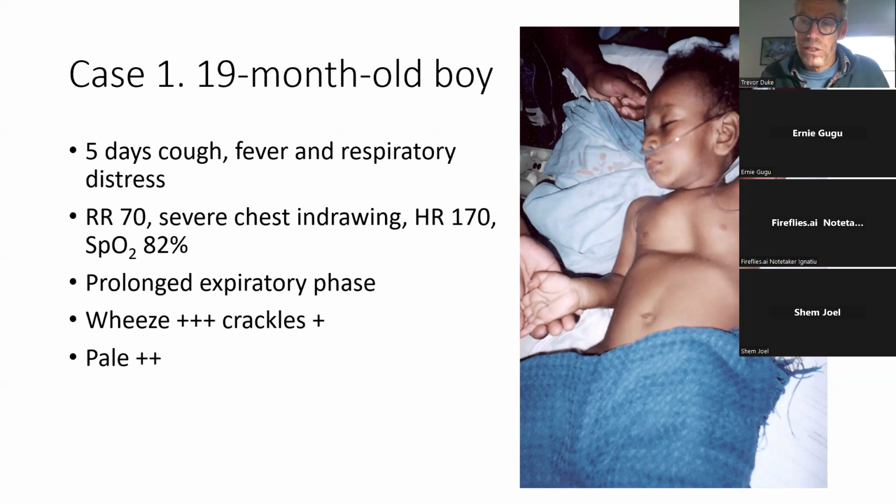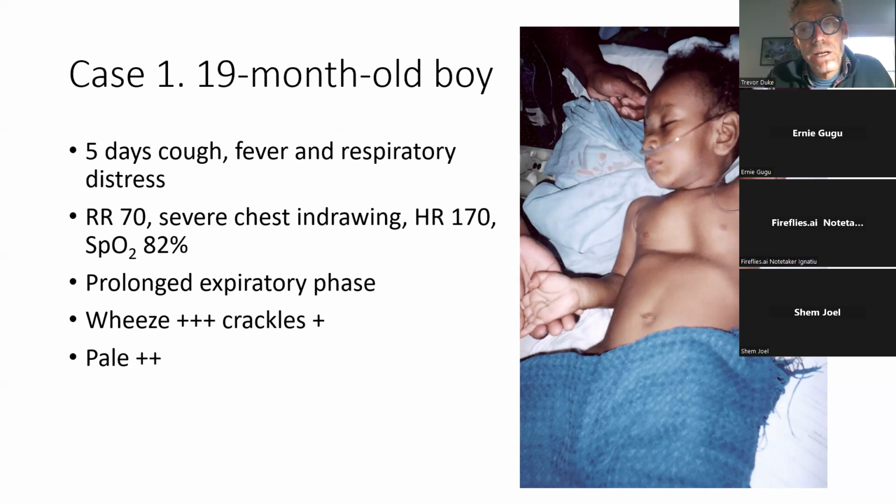He has very severe chest wall indrawing. Now, he had a respiratory rate of 70, so again, marked tachypnea, severe chest indrawing that you can see in the photograph, a heart rate of 170, and a saturation of 82. So already in the first 30 seconds of looking at him, you can categorize him into a child who has some emergency signs. When going beyond that, when you auscultate his chest, he had a very prolonged expiratory phase.